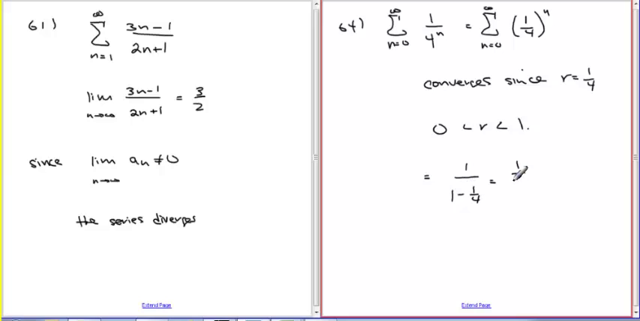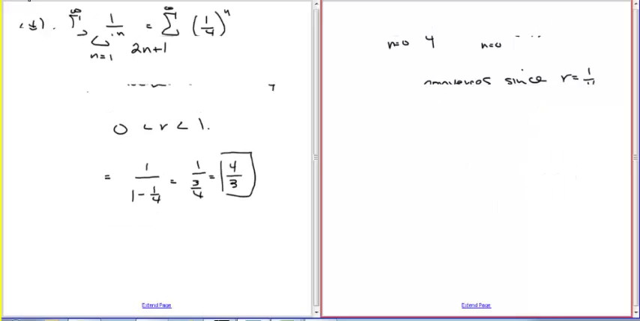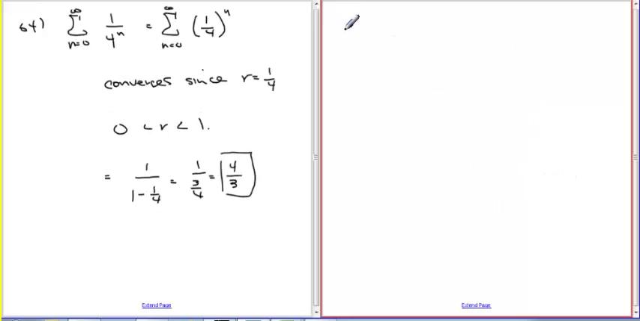So that's the way you should do it anytime you see these ratios. R is equal to 3/4, which is between 0 and 1, so you know it converges. It converges to that. They didn't ask us what it converged to, they just asked us whether it converged or not. Okay, next, number 34.